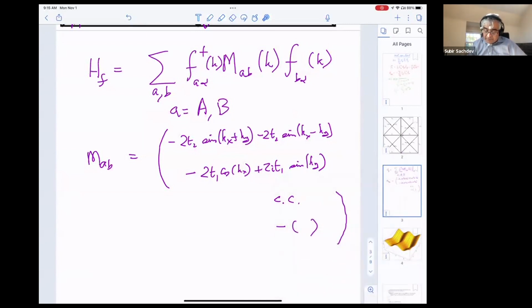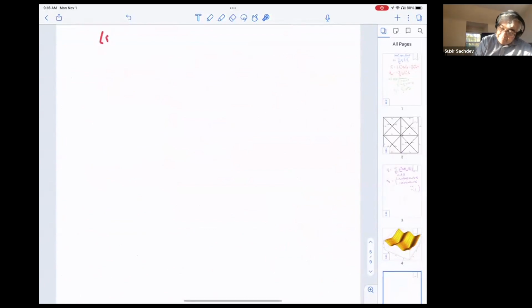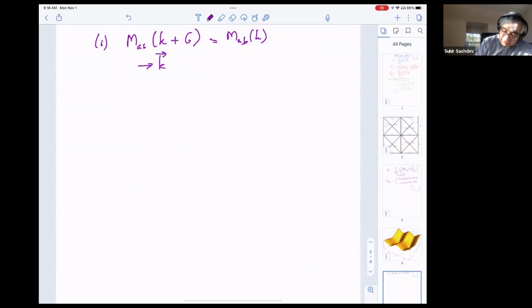So, what are the important properties of MAB? First of all, one of them is that it's a periodic function of K. So there's a reciprocal lattice, and MAB of K plus G is MAB of K. So this tells us that K and MAB of K lie on a torus.